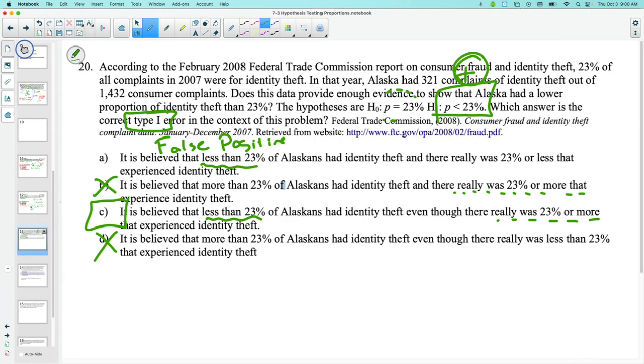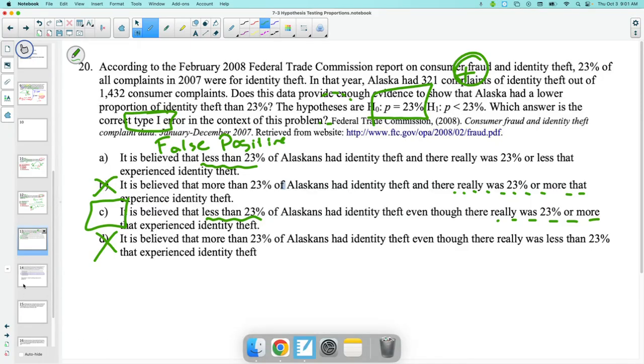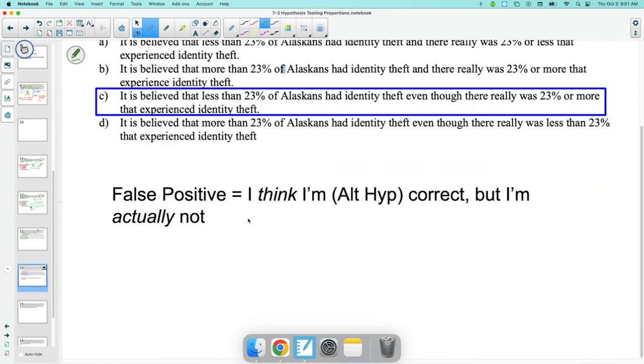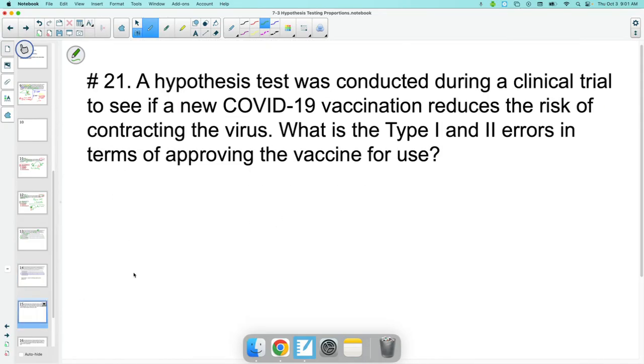If we switch that, the type 2 error is saying, oh, I think I'm not right, but I actually am. Right? That would be the switch. Type 2 error, sorry, false negative. But that is kind of your false positive. I think I'm right, but I'm actually not. Okay? That's a false positive. And then just think about those errors as well. Just trying to wrap your head around that.